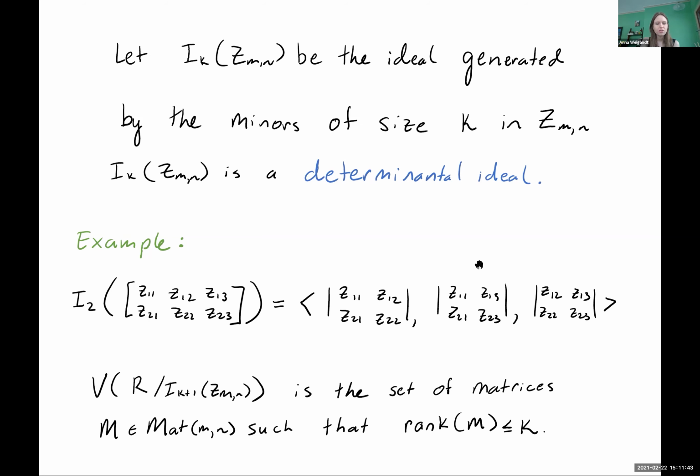And so if you think about the vanishing set of this ideal, say the vanishing set of size k plus 1 minors in one of these generic matrices of generic variables, what you get as a subset of the space of n by n matrices is going to be matrices whose rank is at most k. And so this is just a very classical sort of ideal and a classical sort of geometric thing to study.